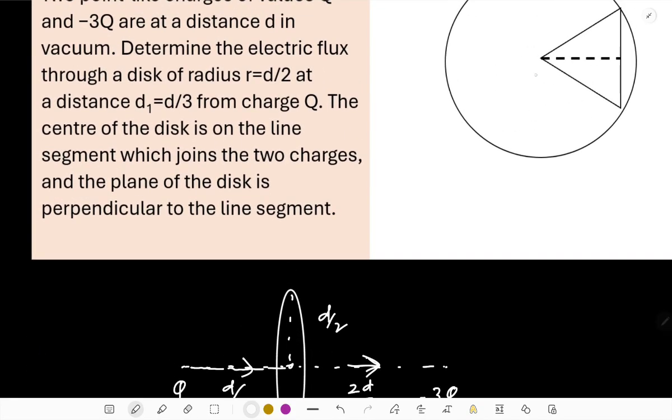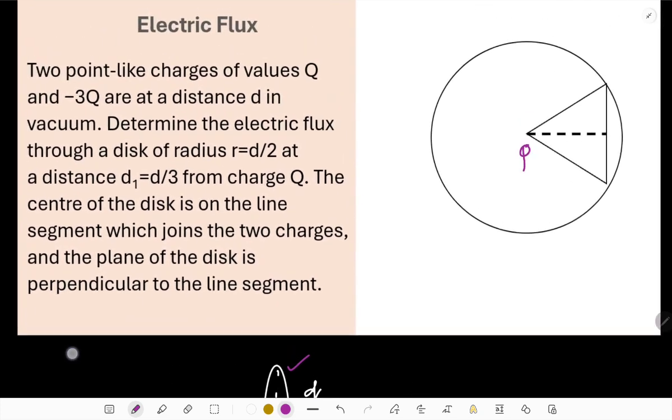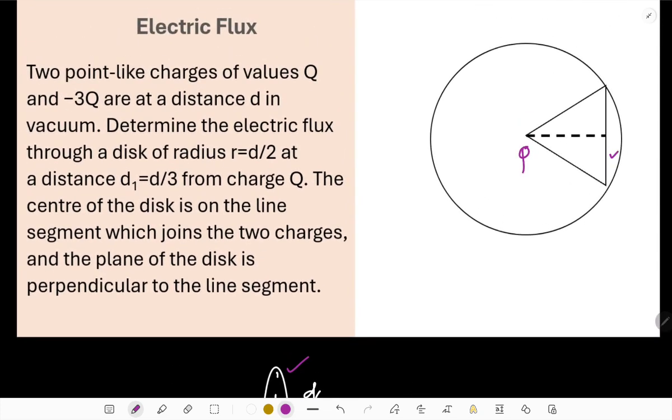In this picture, I put the charge q here, and this disk you see here, I placed it here so that it looks like a cone. The disk becomes the base of the cone, and the point q I placed at the vertex of the cone. I want to find the flux due to charge q through this base of the cone.